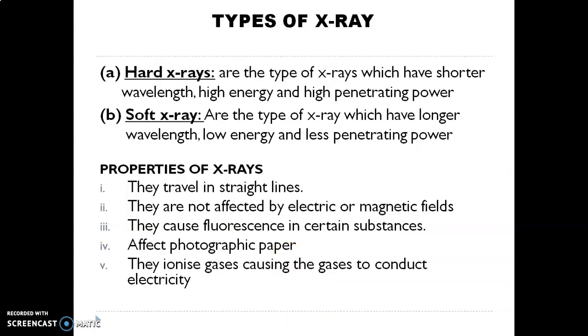We have two types of X-ray: hard X-ray and soft X-ray. Hard X-ray is the type of X-ray which has shorter wavelengths, high energy, and high penetrating power. But soft X-ray is the type of X-ray which has longer wavelengths, lower energy, and less penetrating power.